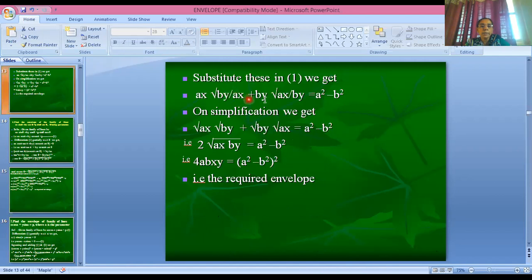These values you have to substitute in equation 1, and you get ax into root of dy by ax plus dy into root of ax upon dy equal to a square minus b square. Simplify both sides. That is root of ax into dy plus root of dy into ax equal to a square minus b square. It is the same term, adding both, you are getting 2 times root of ax into dy equal to a square minus b square. It is 4abxy equal to (a square minus b square) whole square. So that is what we get as the required envelope. Only getting the values of the parameter, substituting and simplifying, you get the required envelope.